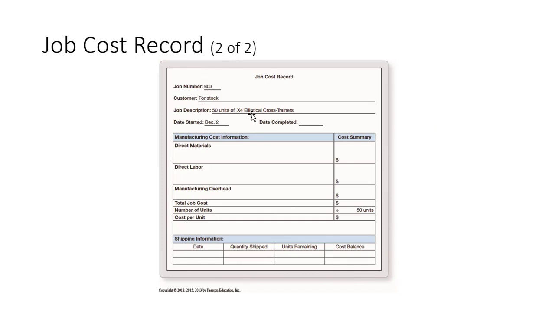All right, so here's our elliptical cross trainer. It started on December 1st. It's job number 603. And this is where you put your detail for your direct materials, your direct labor, and your manufacturing overhead. Get a total divided by the number of units and then have a cost per unit. So it's just a way of tracing how goods move around. That's really what a job cost record does.